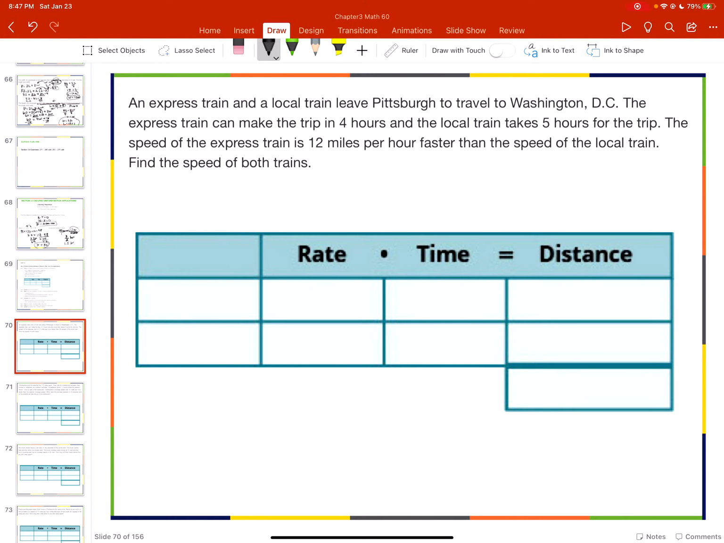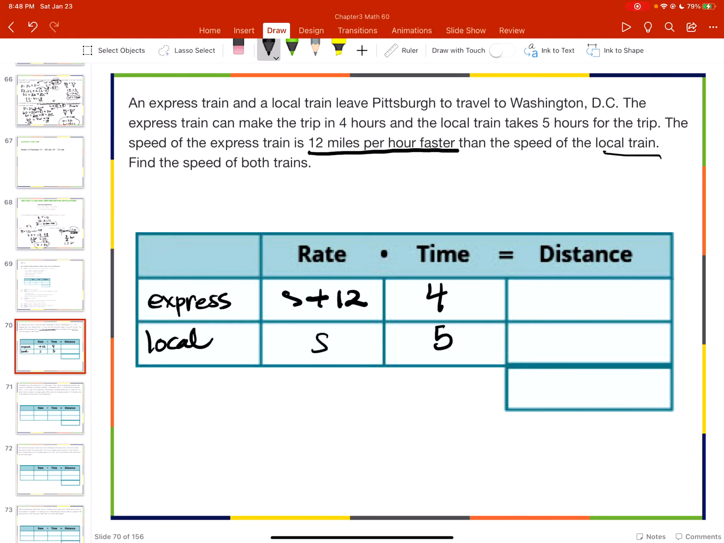So let's go ahead and do this problem. An express train and a local train leave Pittsburgh to travel to Washington, D.C. So we have two things: the express train and the local train. The express train can make the trip in 4 hours, and the local train takes 5 hours. The speed of the express train is 12 miles faster than the speed of the local. We don't know what that speed is, so we'll let that be s plus 12.